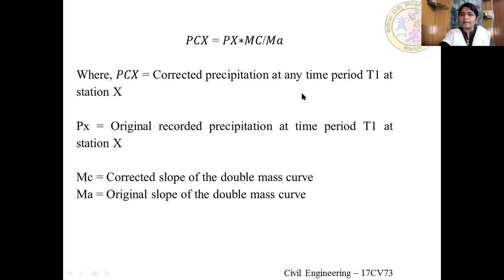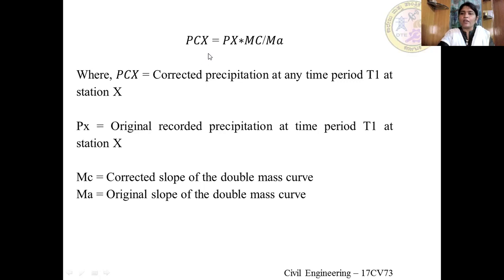Pcx is corrected precipitation at any period of time. Px is the original recorded precipitation. Mc is the corrected slope of the double mass curve, called that because we get two curves. And Ma is the original slope, where exact values are drawn and we get that original slope Ma. This extended line gives us Mc. So Mc by Ma into Px, that is original recorded precipitation, will give us the final corrected precipitation at that particular station, which has undergone some remarkable change and where some inconsistency has occurred.